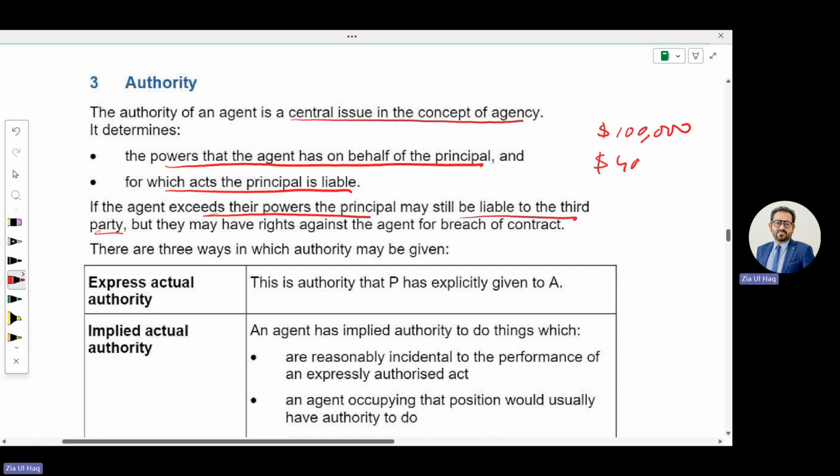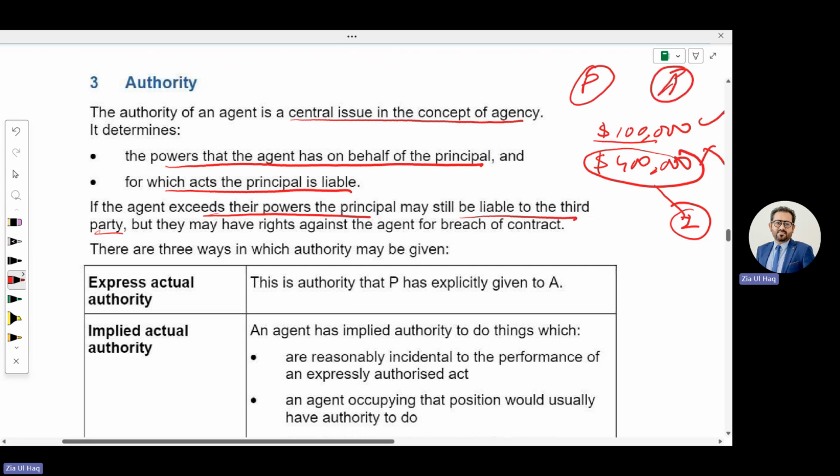He performed a transaction of 400,000. Due to this 400,000 transaction, third party Z suffered some loss. Whom can he sue for damages? The principal. Because if you are saying to the agent your authority is this, not this, that is between you and the agent, not for the world, not for the third parties. If the agent performs beyond that authority and third parties are not aware of that, they will claim damages from the principal. But afterward, the principal can claim damages from the agent because he exceeded his authority.